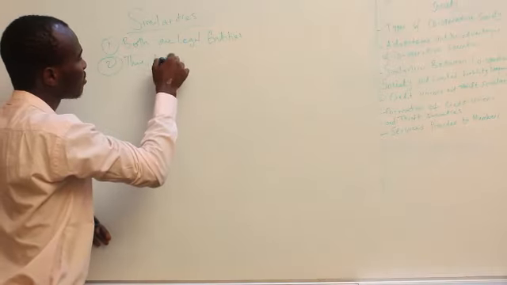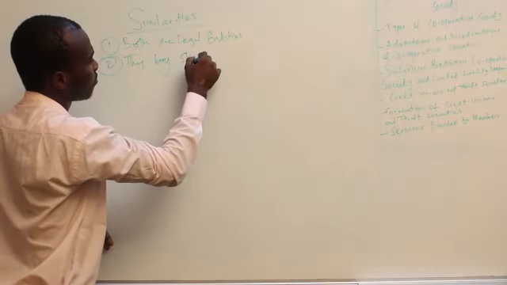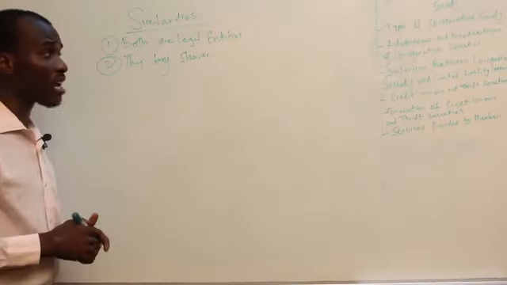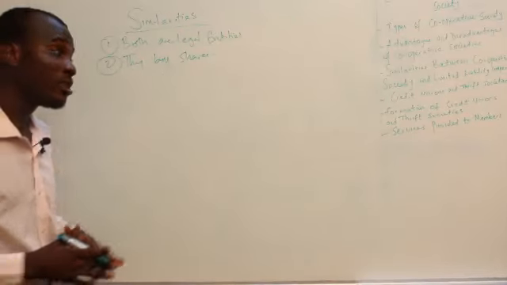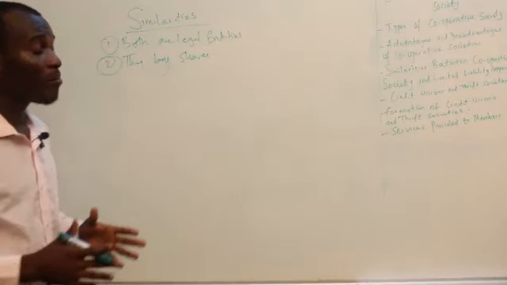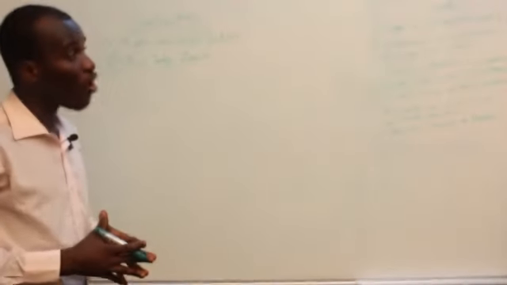Number two, they buy shares. So in both cooperative societies and limited liability companies, members usually buy shares. To be a member of the cooperative society, shares are usually bought, while also in a limited liability company, to be a shareholder, such shares have to be bought in the process.